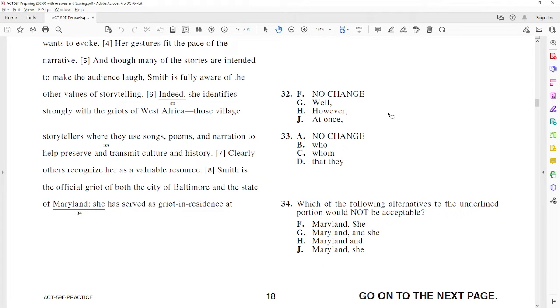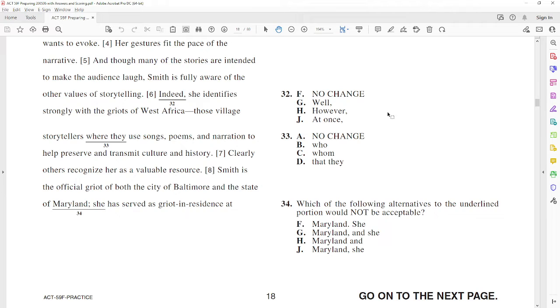It's some other form of same direction. Maybe something like "in fact" I would put there. "Smith is fully aware of the other values of storytelling. In fact, she identifies strongly with the griots of West Africa." Well, I don't know. Does that work? Yeah, that kind of fits, in fact. So I would use that.